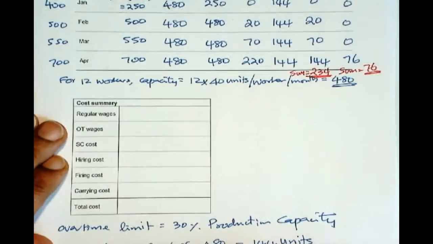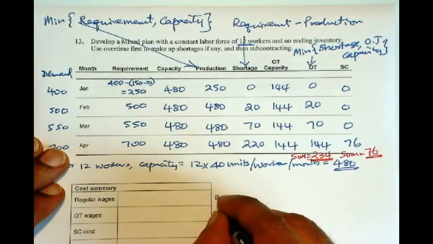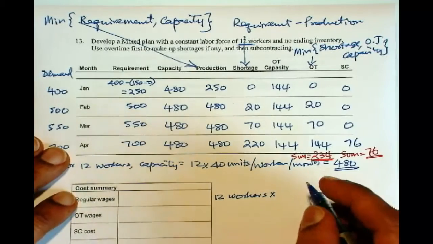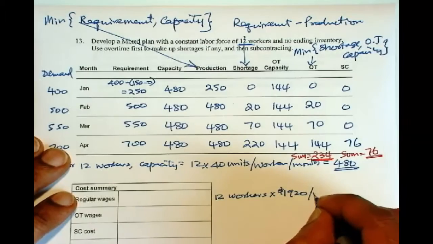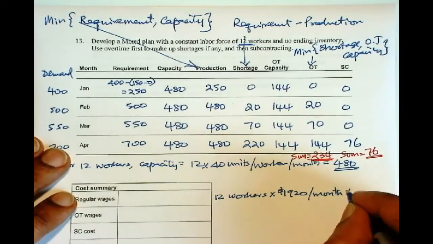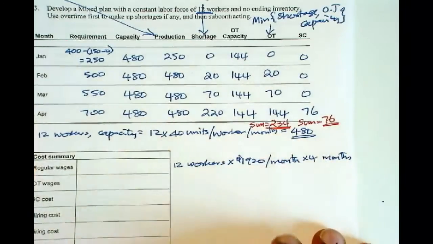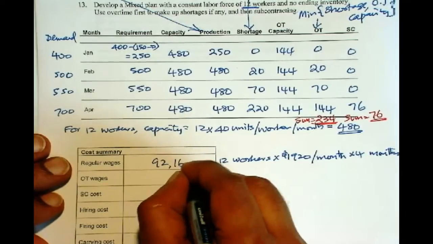Now let's compute the cost. So we start with the regular wages. So we know that we have 12 workers, and they are each paid $19.20 a month per month for 4 months, and that number is 92,160.